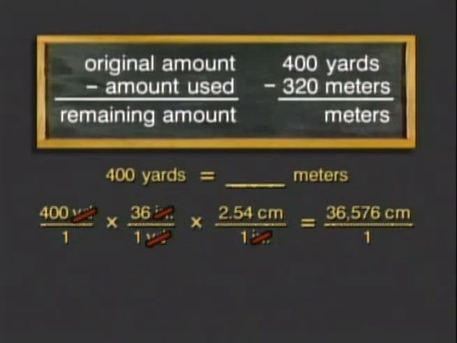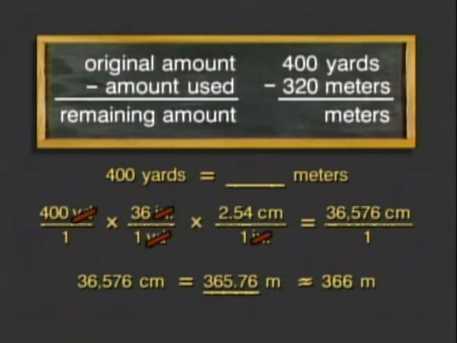We want the answer in meters, so we'll convert centimeters to meters by moving the decimal. A meter is 2 units larger than a centimeter, so the decimal moves 2 places to the left. It's 365.76 meters. We'll round to the nearest whole number. 400 yards is about 366 meters. Now we can subtract the amount used from the original amount. 366 minus 320 is 46. There are about 46 meters of wire left on the spool.